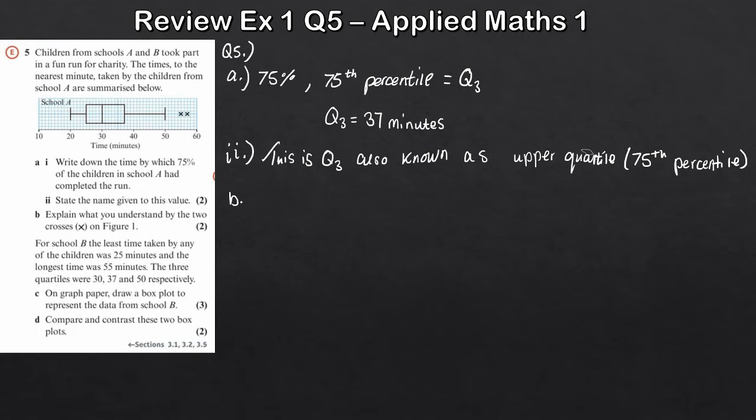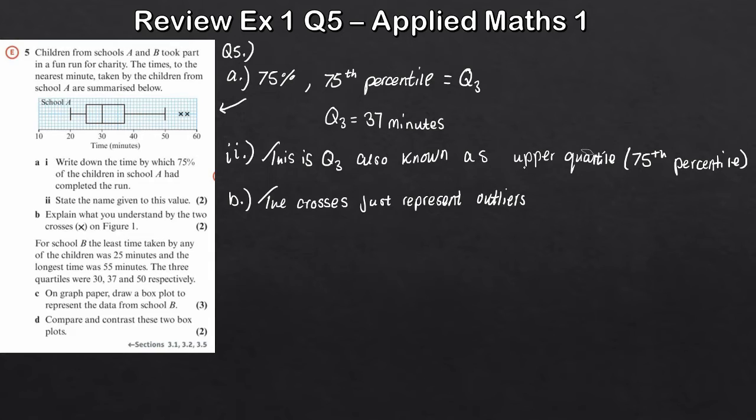Part B, we have to explain what you understand by the two crosses on figure 1. So the two crosses, again, on our sketch of the box plot over here, what do those two crosses represent? Well, we've already seen a couple of examples with these. Remember, the crosses just represent outliers.